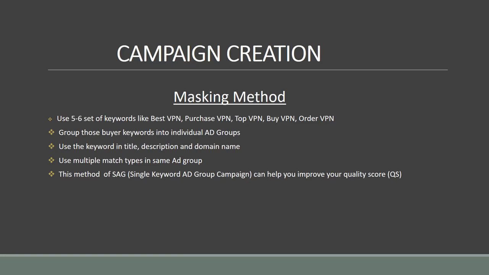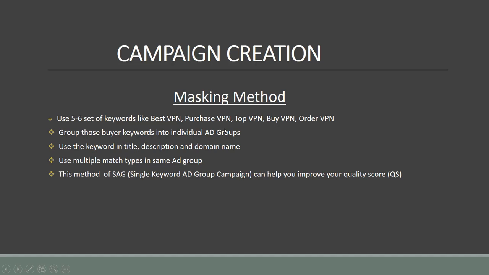Now coming back to the second method of direct linking, that is the masking method. What I generally like to do is create a single keyword ad group campaign. So what does that mean? For a single keyword ad group campaign, I like to create 5 to 6 ad groups targeting some buyer keywords like best VPN, purchase VPN, top VPN, buy VPN, order VPN, etc.